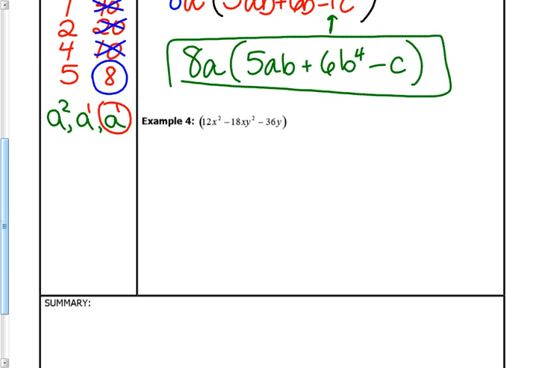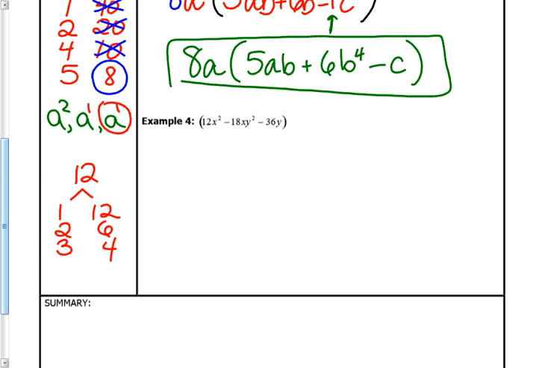Okay, last example here. We have 12x squared minus 18xy squared minus 36y. So again, we have not only coefficients here, but we also have some variables. We might be able to remove one. My leading coefficient is not negative, so I don't have to worry about taking a negative out. So I'm going to go ahead and break down the 12 to see what would the GCF be for 12, 18, and 36. So 1 times 12 is 12, 2 times 6, and 3 times 4.